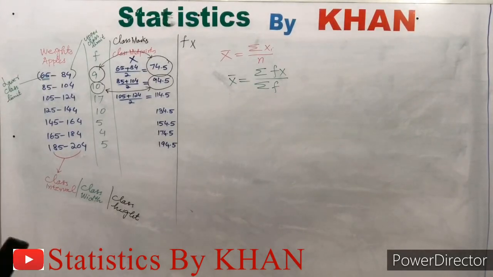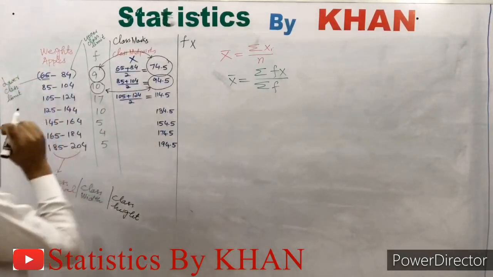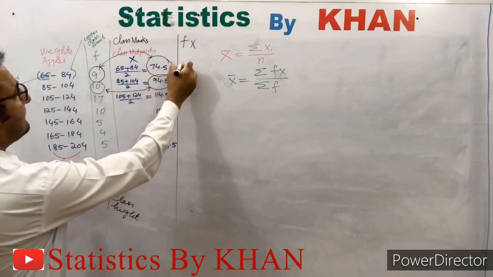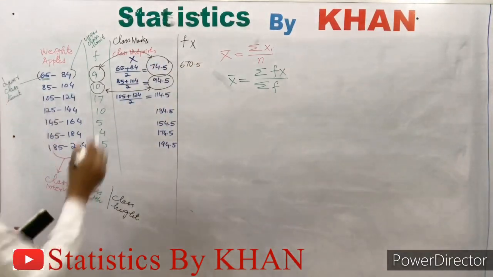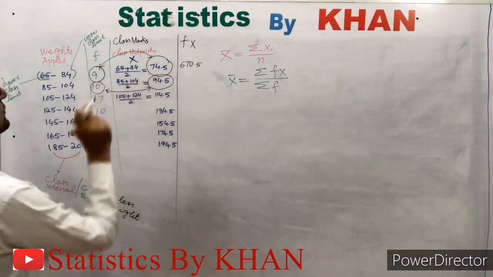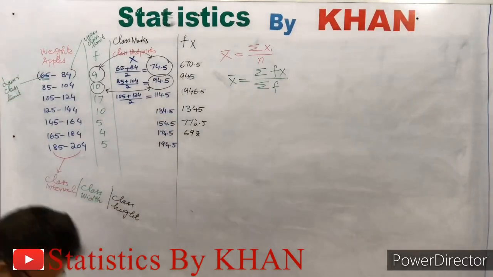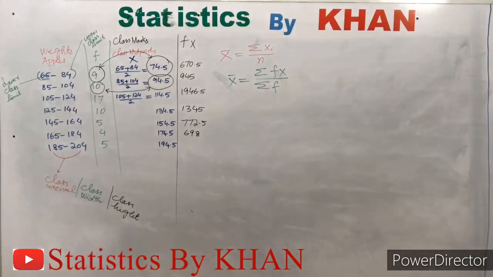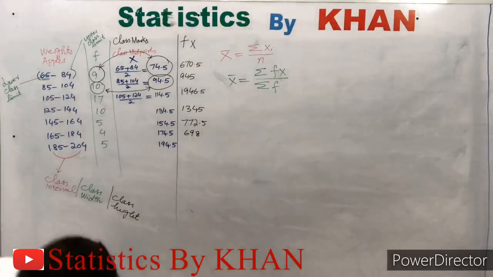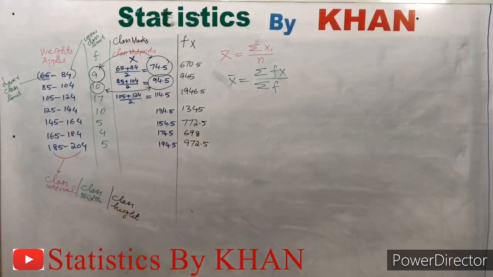Now, when we multiply 9 by 74.5, we get 670.5. Similarly, when we multiply 10 by 94.5, we get 945. And finally, when we multiply 5 with 194.5, we get 972.5. Okay, so these are all the multiplications required.